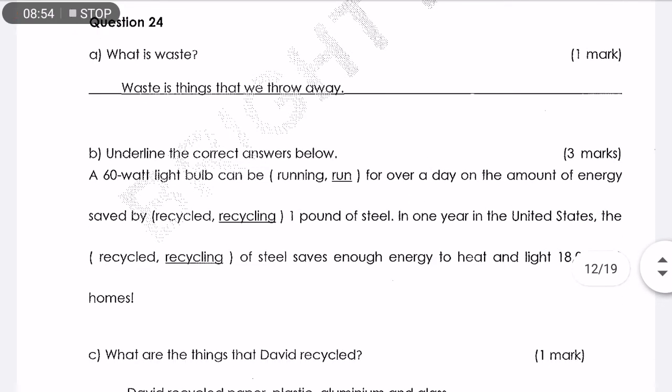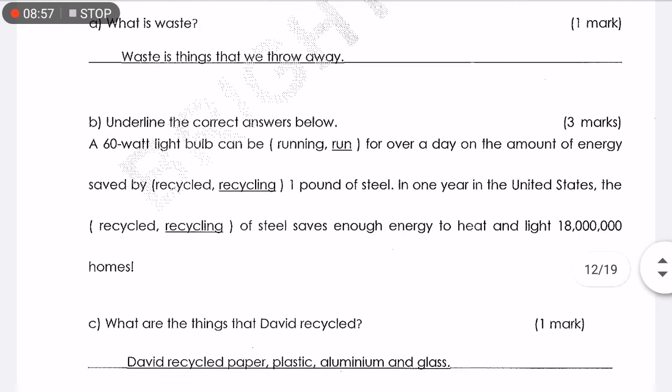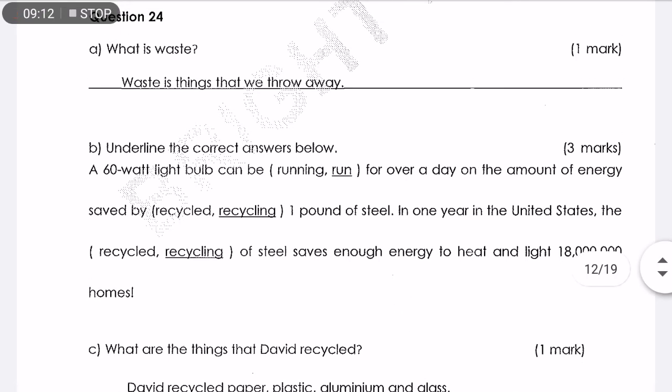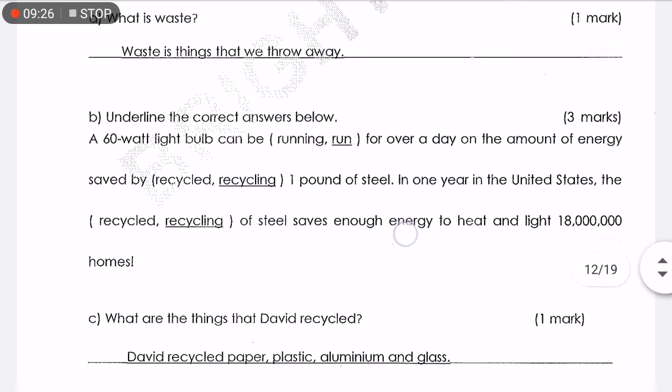Okay, now B. Underline the correct answer below. Now there's a trick to answer this question. First and foremost, you need to read the whole question. Alright, you need to read the whole question and the sentence before you answer. You cannot read halfway and answer it. Alright, you need to read the full sentence before you choose the correct answer. And secondly, the one that sounds correct when you read it is usually the correct one.